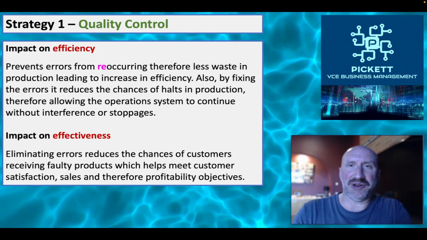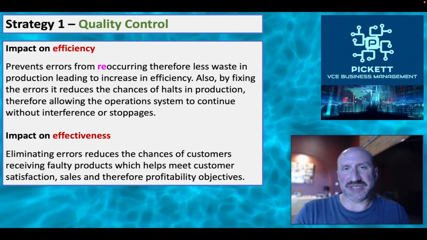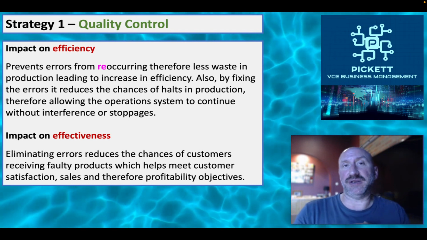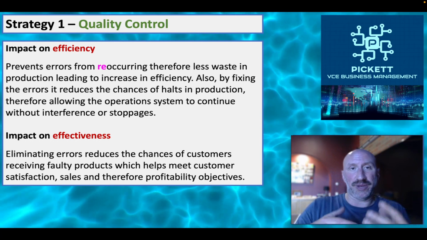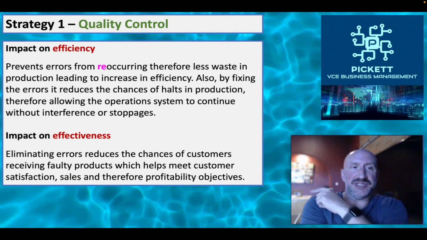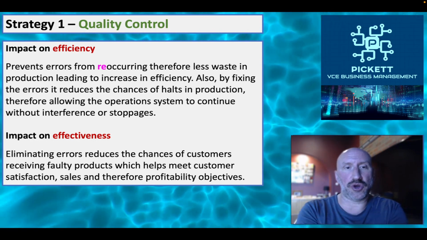The reason I've highlighted in pink the 're' is because, again, coming back to this idea that this is reactive, okay, prevents errors from reoccurring. It doesn't necessarily prevent them from occurring in the first place, because remember, we're picking up on the errors once it's happened and then going and fixing it. So make sure when you're using this, it's reoccurring, not occurring.